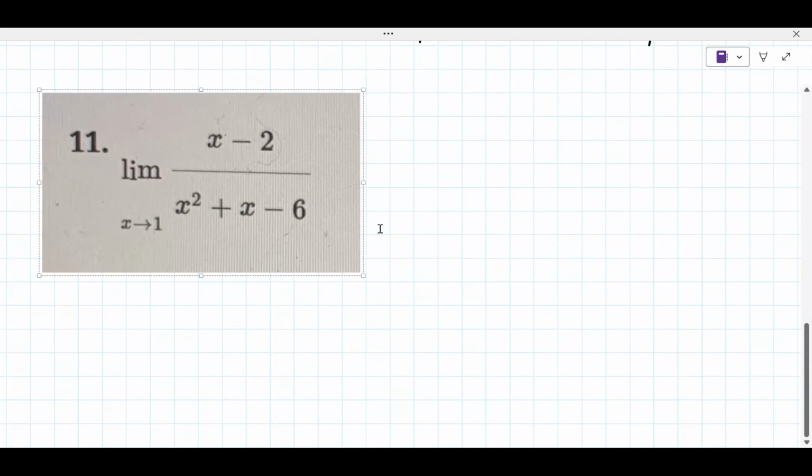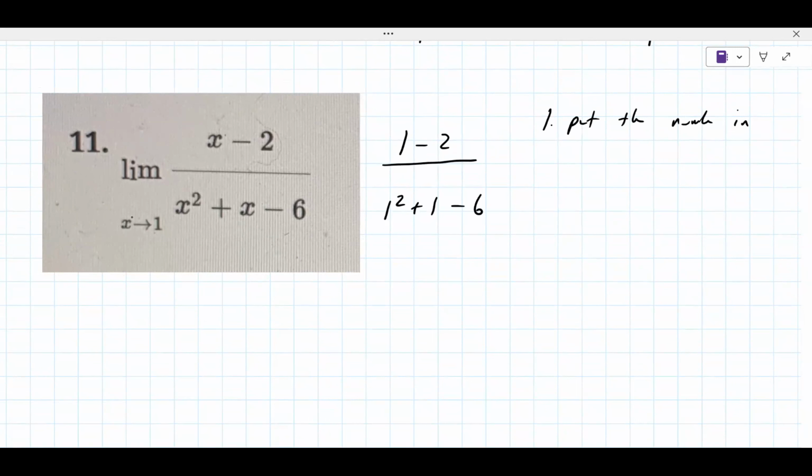The first thing you do when you're trying to find a limit like this, the very first thing you always try is just put the number in. That's your go-to. So you just say, okay, 1 - 2 over 1² + 1 - 6. And maybe it works, maybe it gives you a result. So the numerator is -1, the denominator is -4, this is 1/4. Is that clear? Yeah. Okay.